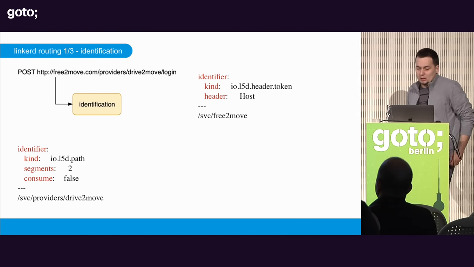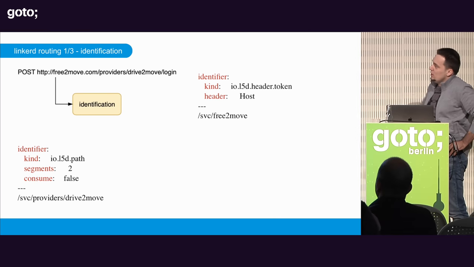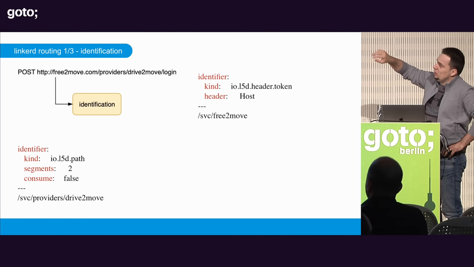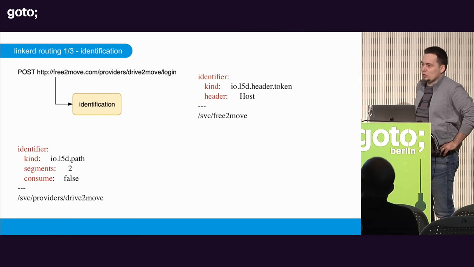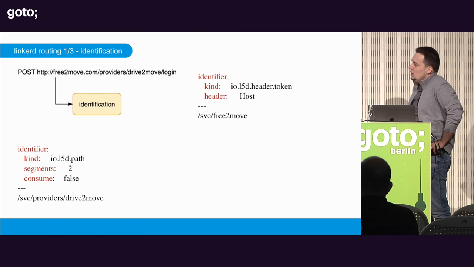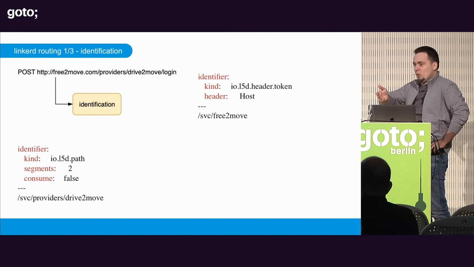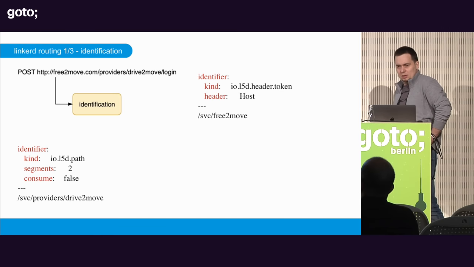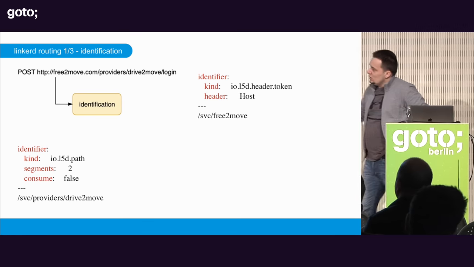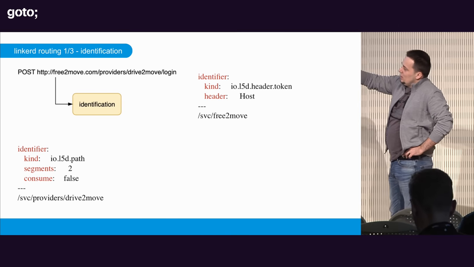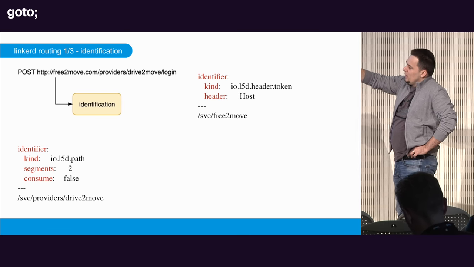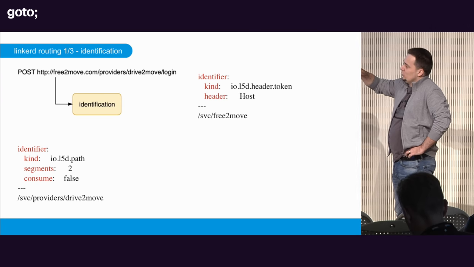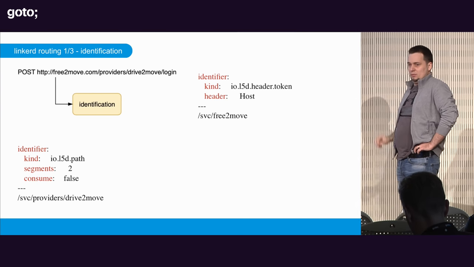The second possible identifier is the path. So it looks at the request path. You can tell it how many segments you want to check, in this case, two. And whether you want to consume the segments when you forward the request or not. So in this case, my call will be identified as service providers Free to Move. If I set consume to true, what the services will eventually receive is the login part only. Okay?